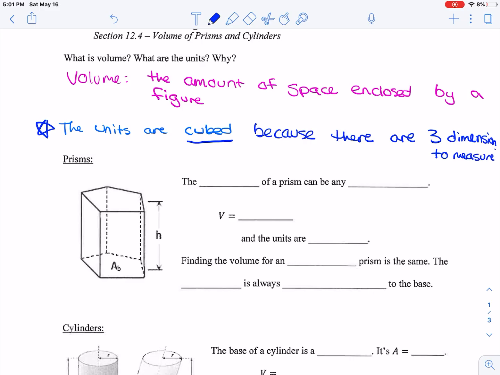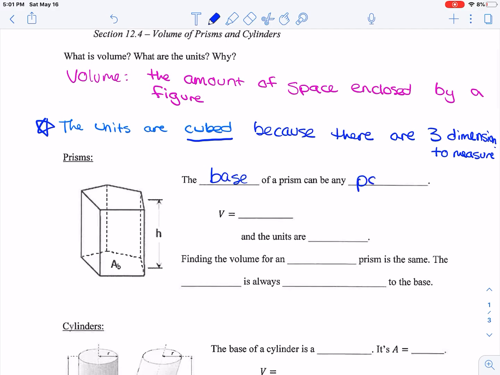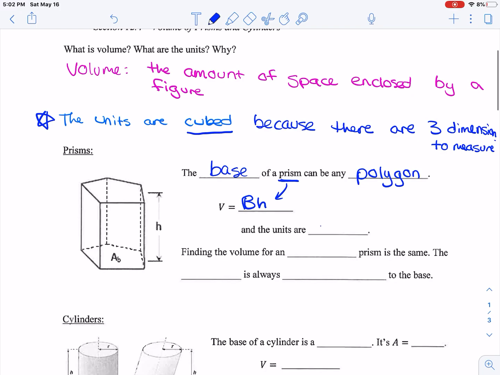So for our first fill in the blank here, we have the base of the prism can be any polygon. And our volume is going to be that capital B, so remember that's the area of the base, times our height. So for any prism, that's the case, okay? And then units are cubed, as we mentioned above.